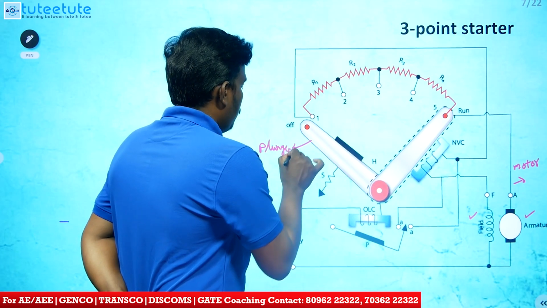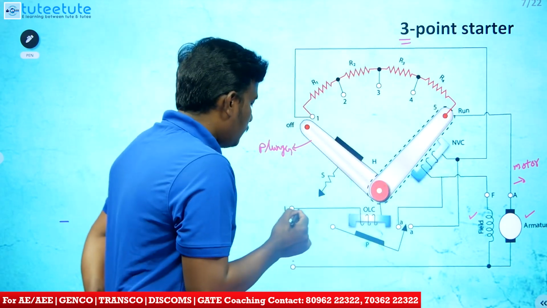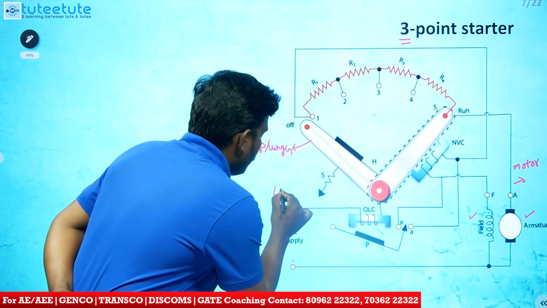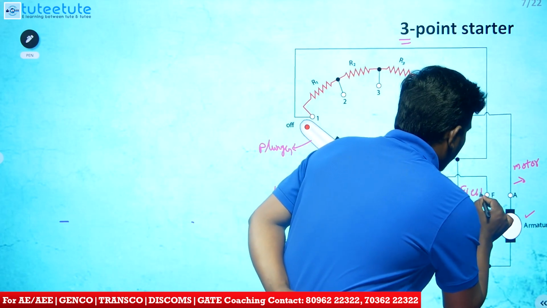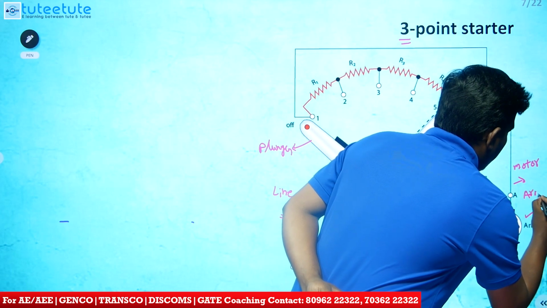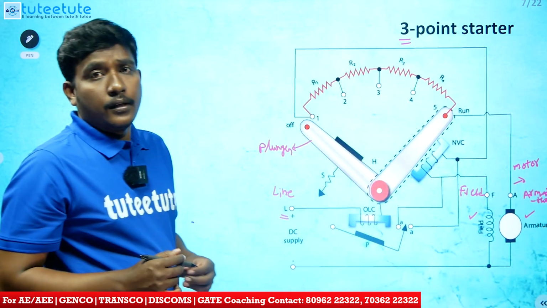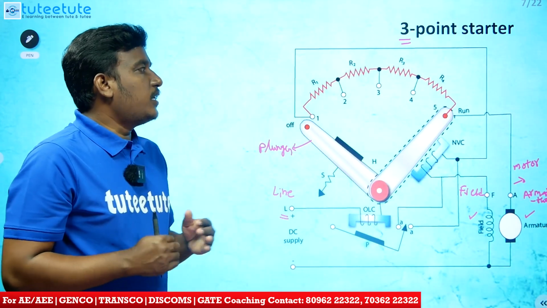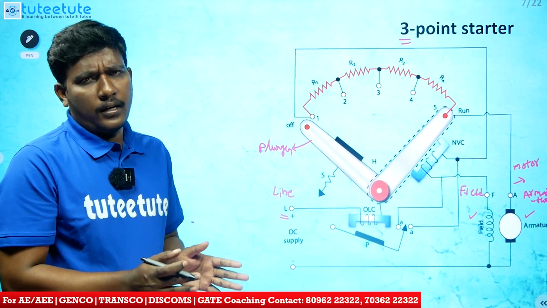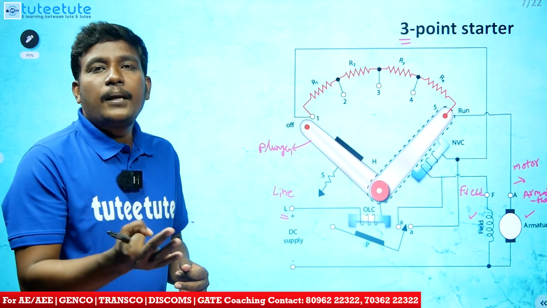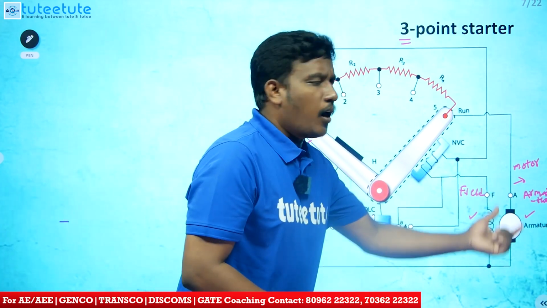This is the plunger, and if you observe, the name of the starter is 3-point starter. Here there are 3 points: L is line, F is field, A is armature. The 3-point starter is nothing but a starter in which we access 3 points from the given motor to connect the starter. Those points are line, field and armature.